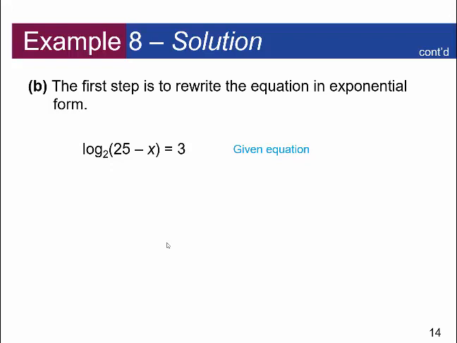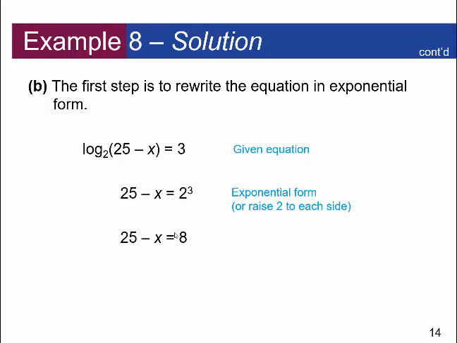So the first thing I want to do here is take this log and put it in exponential form, right? 2 to the 3rd power, so the base to the exponent, is equal to 25 minus x. Well, 2 cubed is 8. Switching these around a little bit, you end up getting x is equal to 25 minus 8, or x is equal to 17.